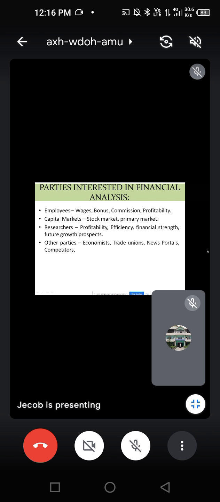So overall, if you look over these two slides, you will find that almost everyone is interested in financial statements. It is not only the owners who are interested. Apart from owners, the other parties who are directly or indirectly associated with the firm are also interested in the financial performance, and they do the financial statement analysis. So only preparing financial statements is not sufficient. We have to go beyond that, and that work beyond is basically the analysis and interpretation part.